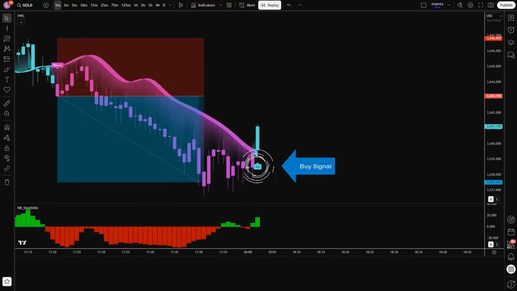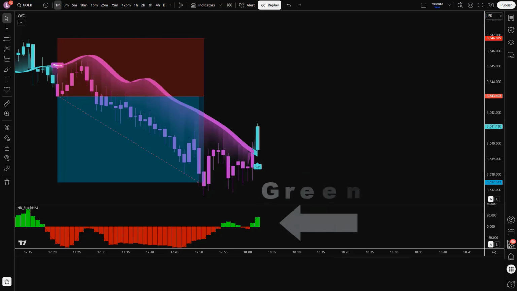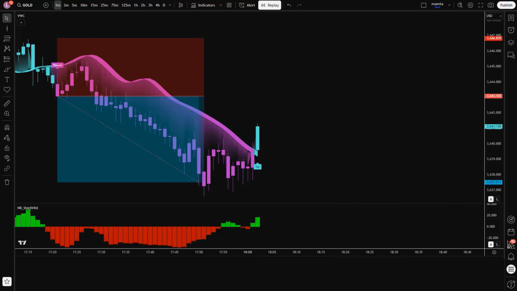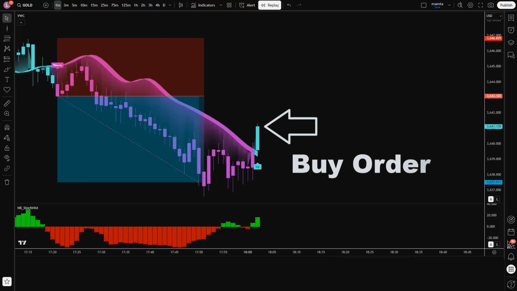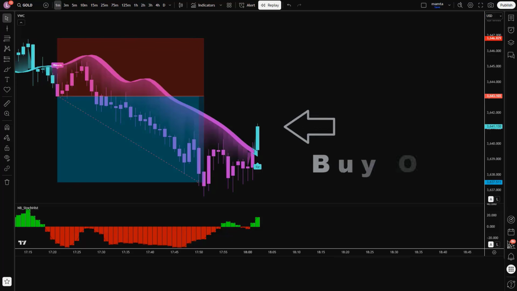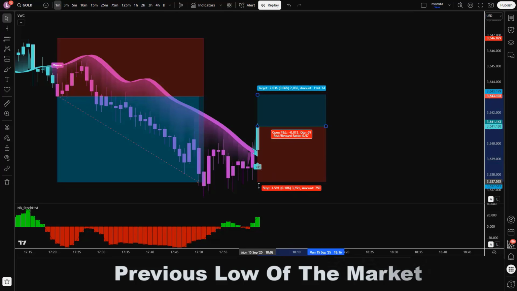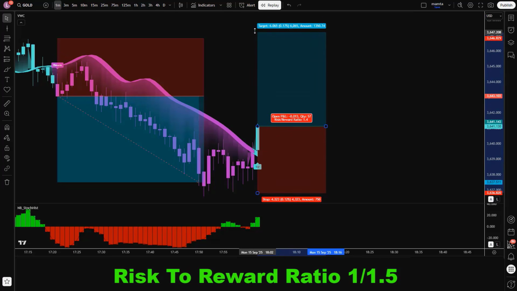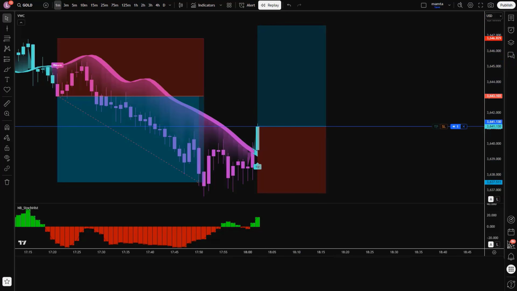When the uptrend, volatility weighted cloud indicator gives us a buy signal, when the stochastic histogram indicator shows green color columns, and when the market forms a bullish candle, if these conditions are fulfilled, then we will place a buy order. Our stop loss is the previous low of the market. And the risk to reward ratio will be 1:1.5.